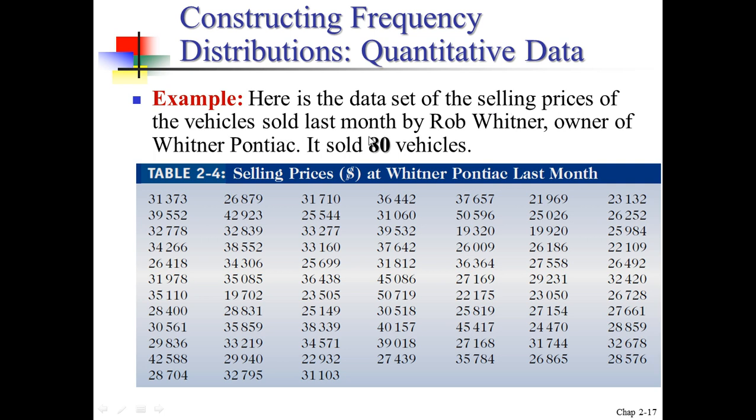How many cars were sold last month? Based on this, there were 80 cars sold last month. When you count these numbers, there are 80. What does each number represent? Each number represents a selling price. For example, this is the first car sold last month. The first car sold at a price of $31,373. Then the second car, the third, and so on, up to the last car.